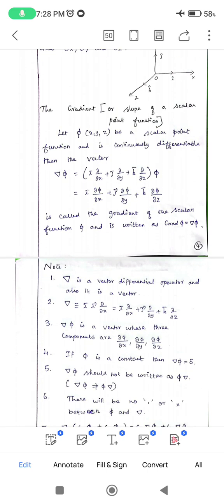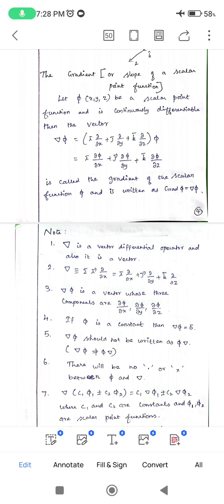And the next topic is the gradient or slope of a scalar point function. Let phi of x, y, z be a scalar point function and continuously differentiable, then the vector del phi is equal to i into dou by dou x plus j into dou by dou y plus k into dou by dou z into phi. So multiplying phi, we get i vector into dou phi by dou x plus j vector into dou phi by dou y plus k vector into dou phi by dou z, which is called the gradient of the scalar function phi and is written as grad phi equal to del phi.